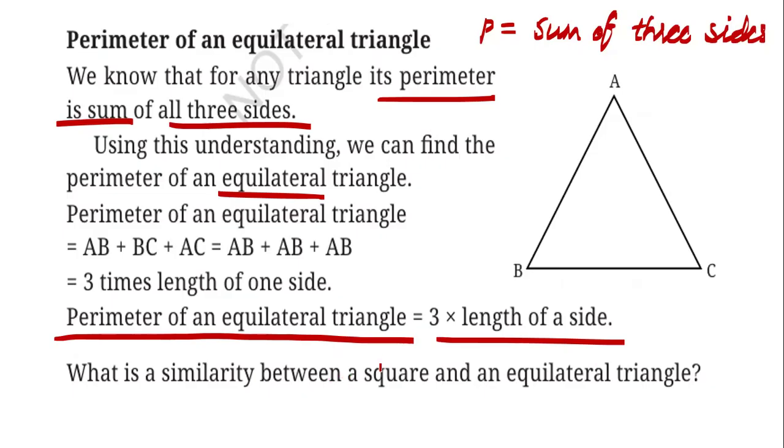What is the similarity between a square and an equilateral triangle? Now for a square, we know the formula. Perimeter of a square is equal to 4 into side or length.